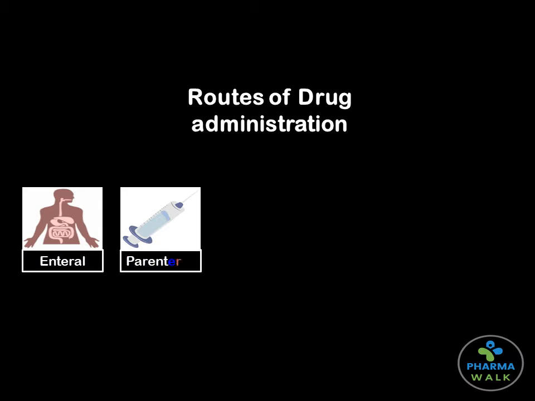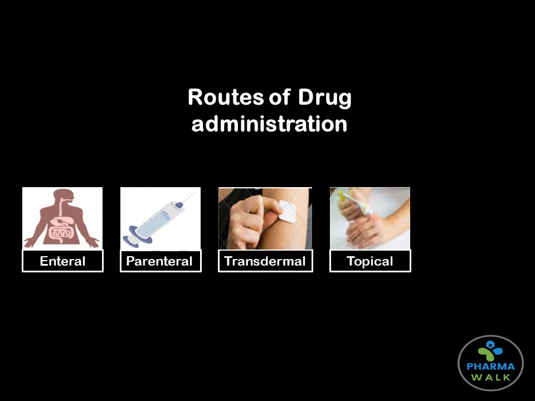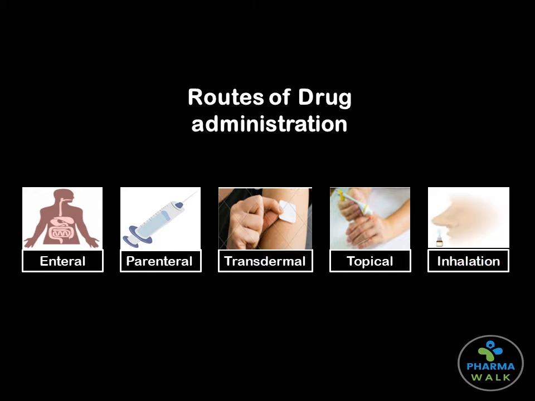Second, parenteral. Parenteral means other than the enteral, other than the GI tract, which involves injections. Then transdermal, application of drug via layer of skin. Topical, to the localized part of our body for the localized effect. And inhalation. Inhalation means administration of drug via the nasal route. So these are the various routes of drug administration available. Now let's understand one by one in detail.